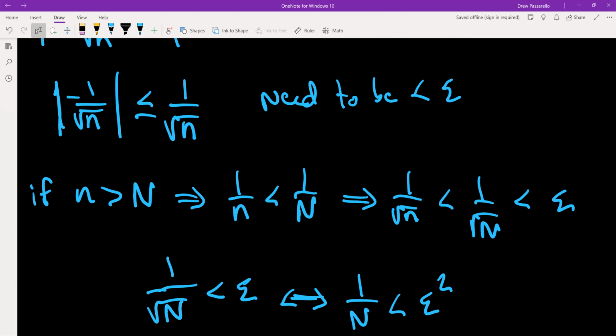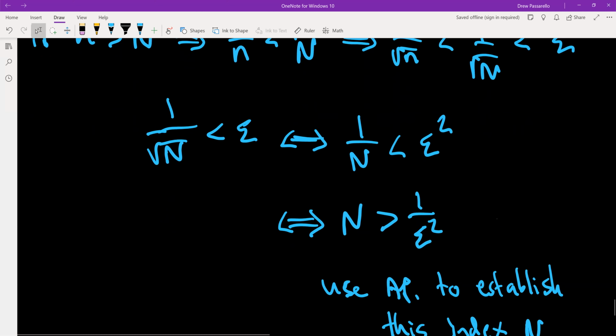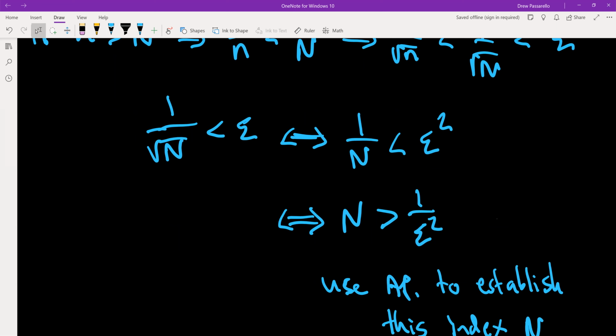And then if we take the square root, then that means 1 over the square root of little n is going to be less than 1 over the square root of capital N. And then we need 1 over square root of capital N to be less than epsilon. And so that's true if and only if 1 over capital N is less than epsilon squared. And that's true if and only if capital N is bigger than 1 over epsilon squared. And so we can find this capital N by Archimedean principle. All right, so now the actual proof.